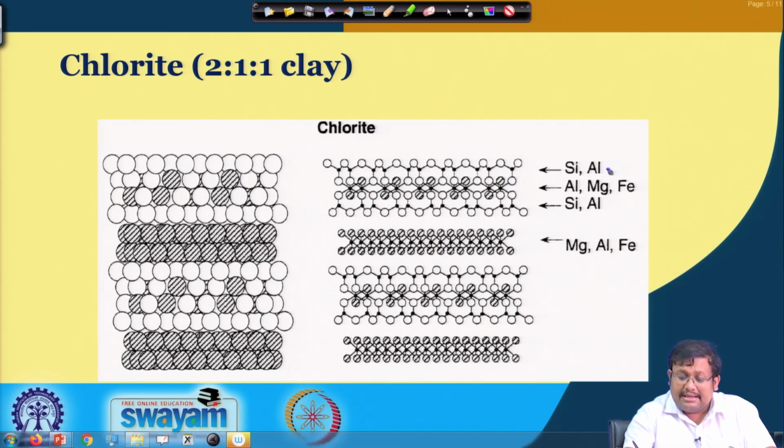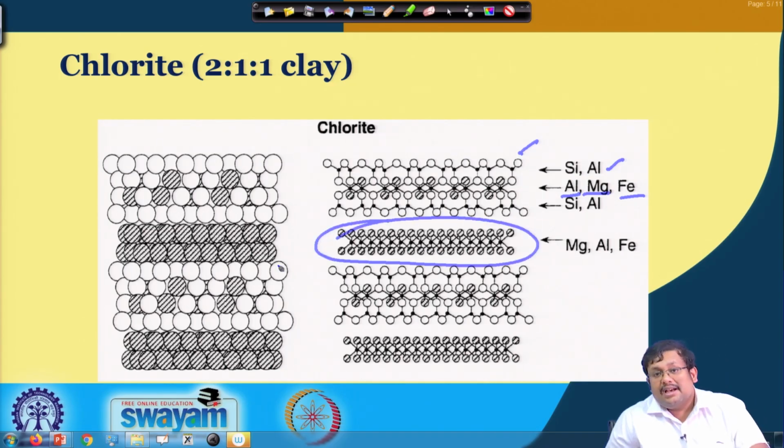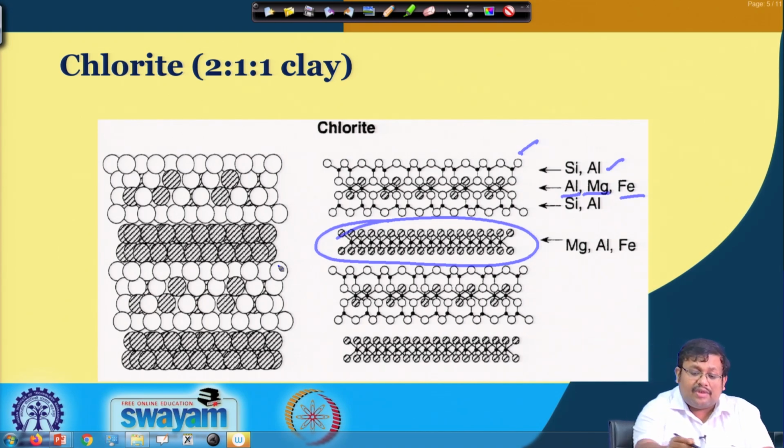As you can see, this is the oxygen atom followed by either silicon or aluminum, because here some tetrahedral substitution is also occurring. In the octahedral sheet, if it is dominated by aluminum, then we call it dioctahedral. If it is dominated by magnesium, then it is trioctahedral, and similarly when it is dominated by Fe2+, it is also trioctahedral. And the interlayer space is basically occupied by this hydroxide interlayer. So, this is how the chlorite structure will look.